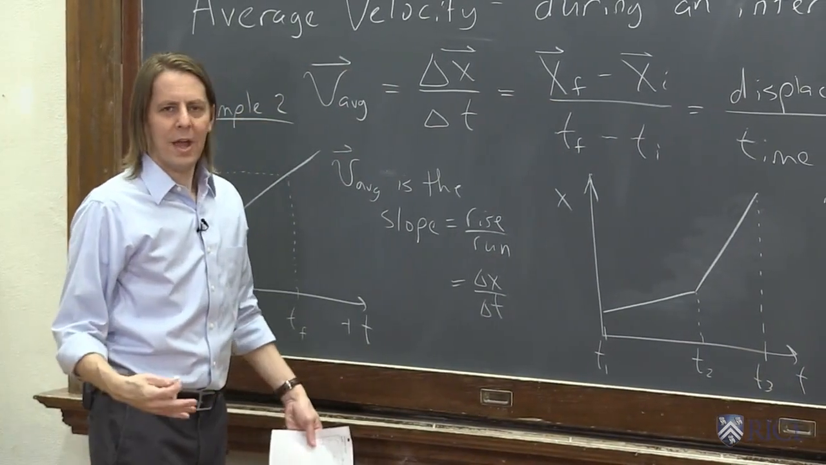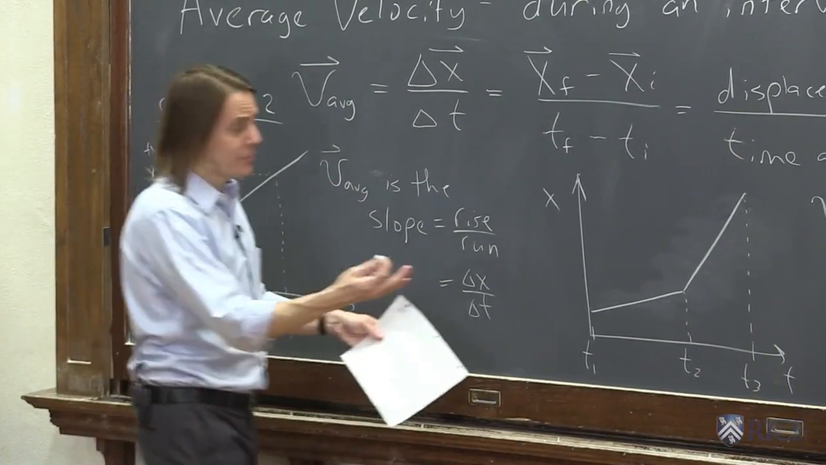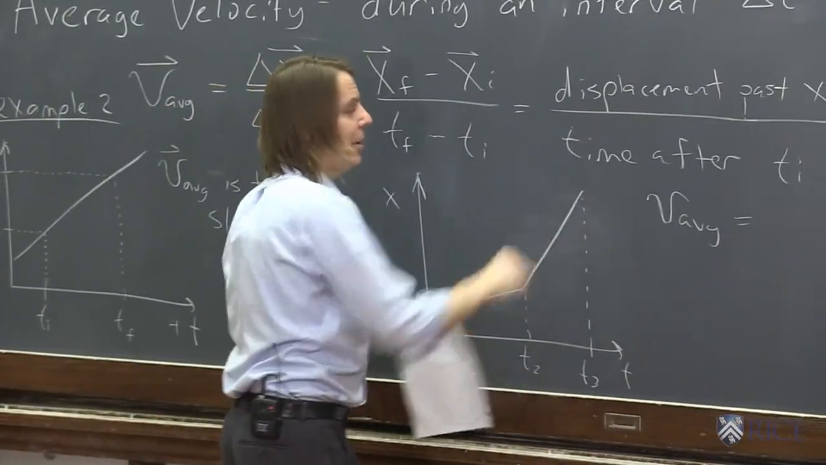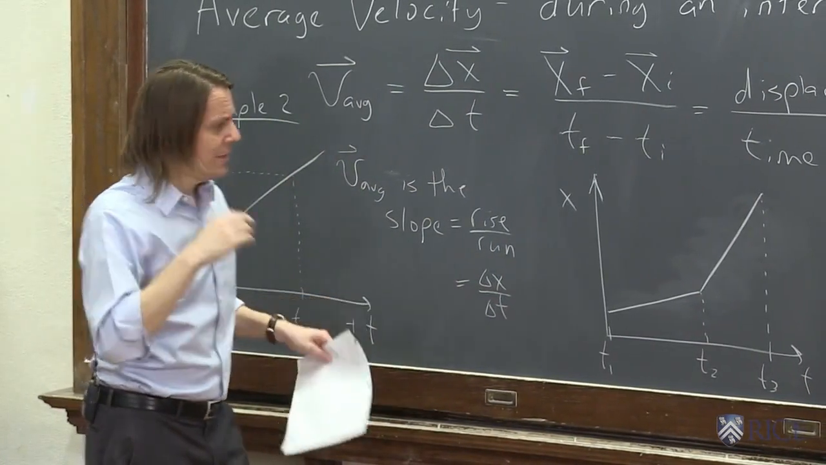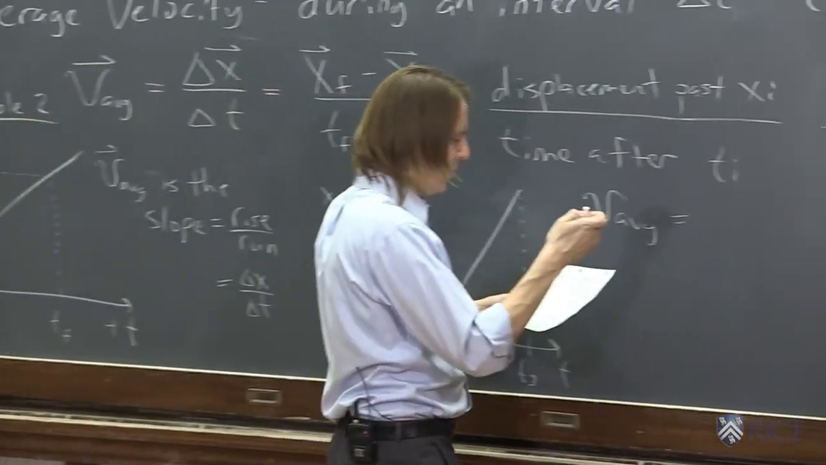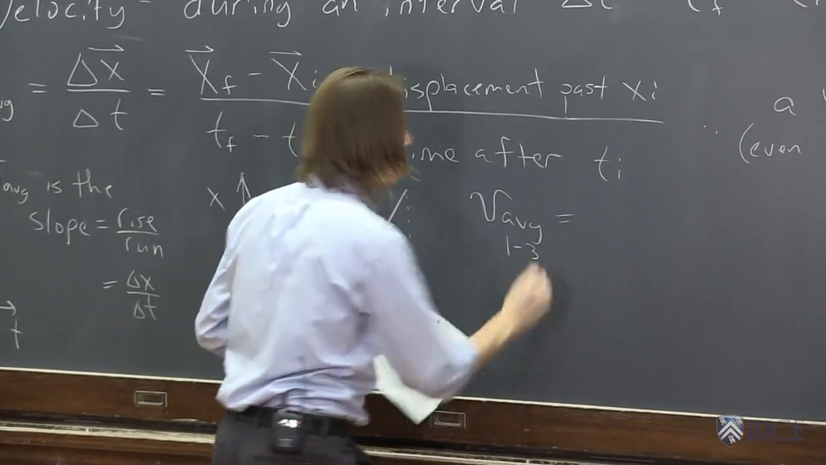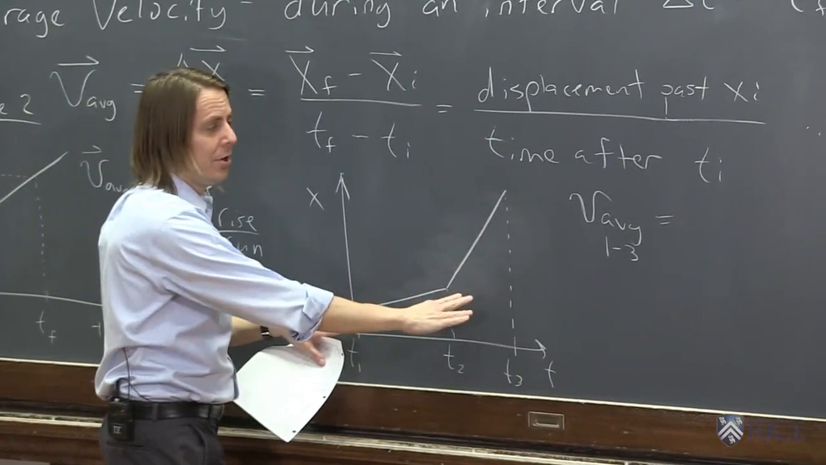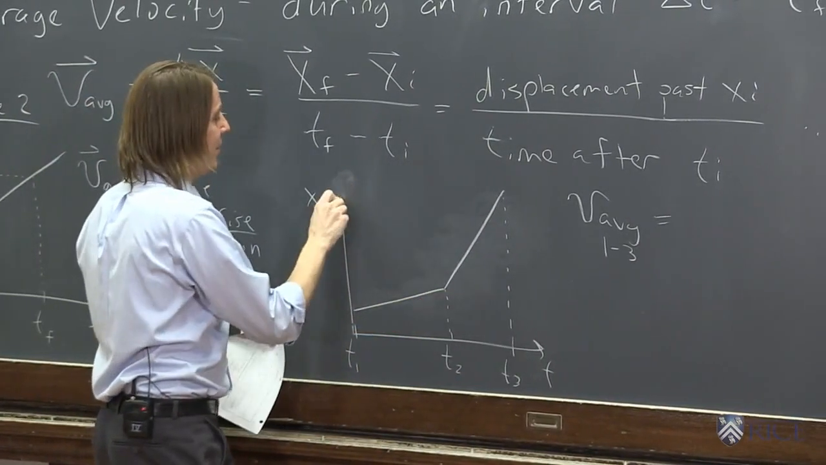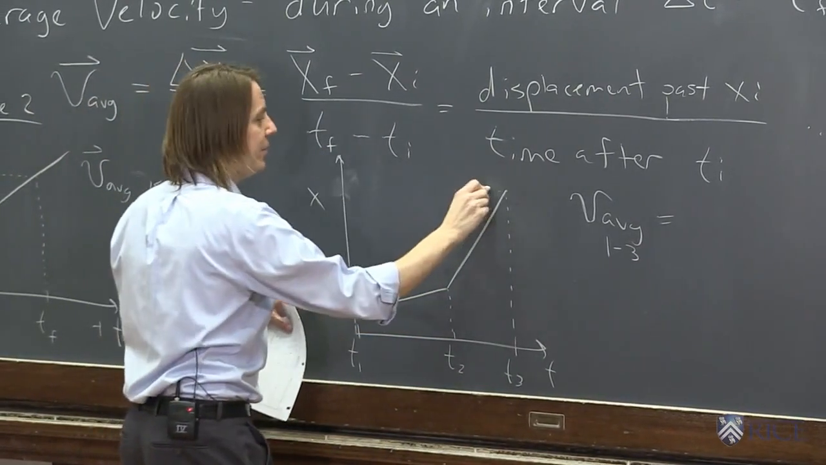So there is no one average velocity for this motion. Average velocity always just depends on 2 points in time, and you can see now that things are changing. So V average, I'll put a notation like this, from 1 to 3, is the average velocity for the whole trip. It's easy to get. All you do is literally just read things off the graph.